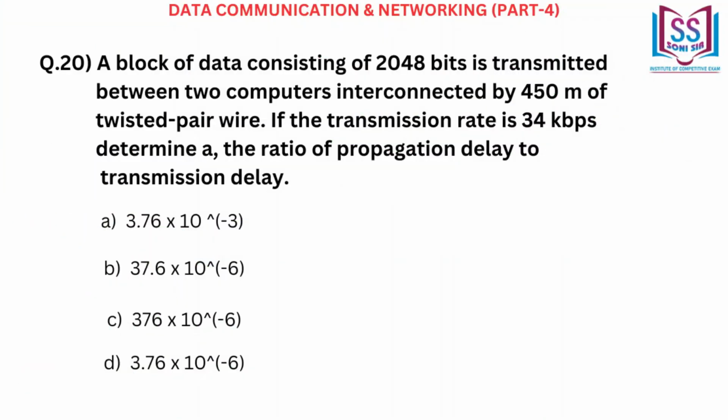A block of data consisting of 2048 bits is transmitted between two computers interconnected by 450 meter of twisted pair wire. If the transmission rate is 34 kbps, determine A. The ratio of propagation delay to transmission delay. Correct answer B. 37.6 into 10 raised to the power minus 6.